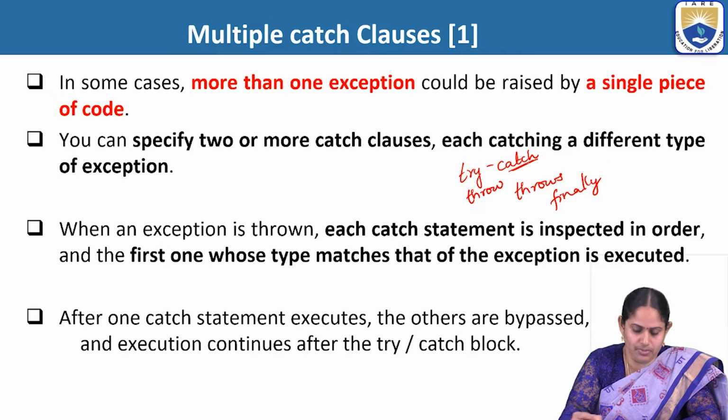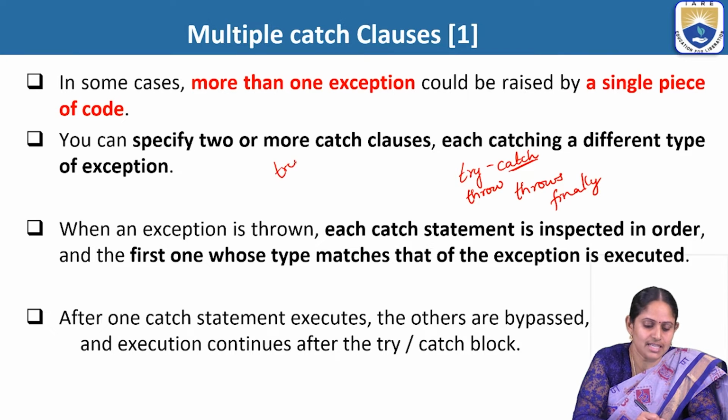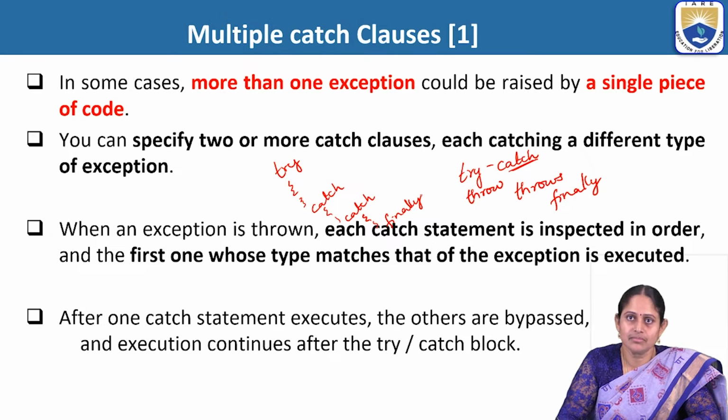Now we have seen the structure of try catch block, wherein for a single try, you can have multiple catches and a finally block. So this was the structure of try catch block.